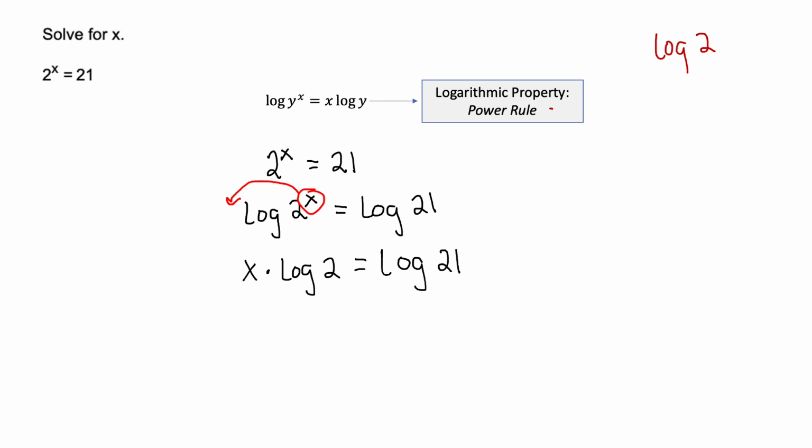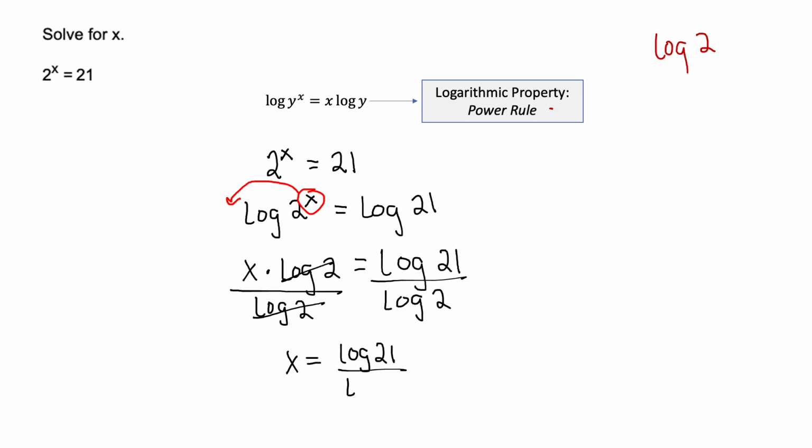Now remember, the log of any number is just another number. So this is an actual number with a value. So if I'm multiplying x by a number, in order to get rid of that number, I just divide both sides by it. So I'm going to divide both sides by the log of 2. That will get my x by itself. So the log of 2 on top cancels with the log 2 on the bottom. So I just have a single x, and it equals log 21 divided by log of 2.